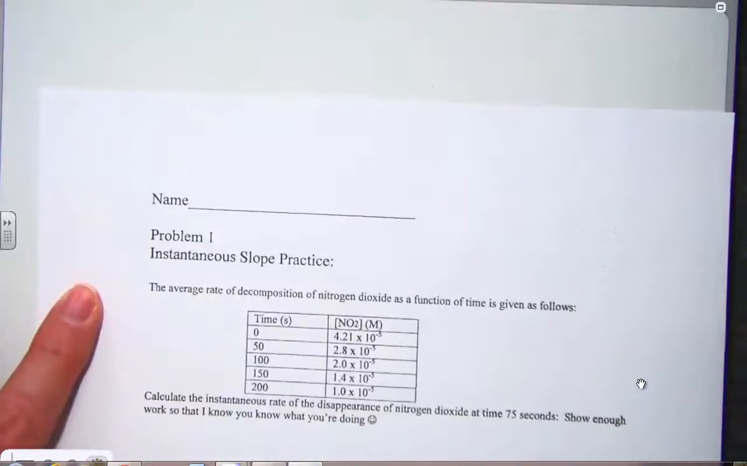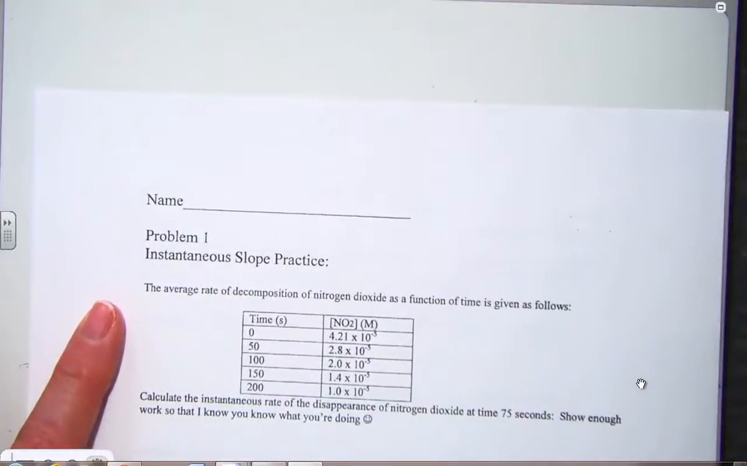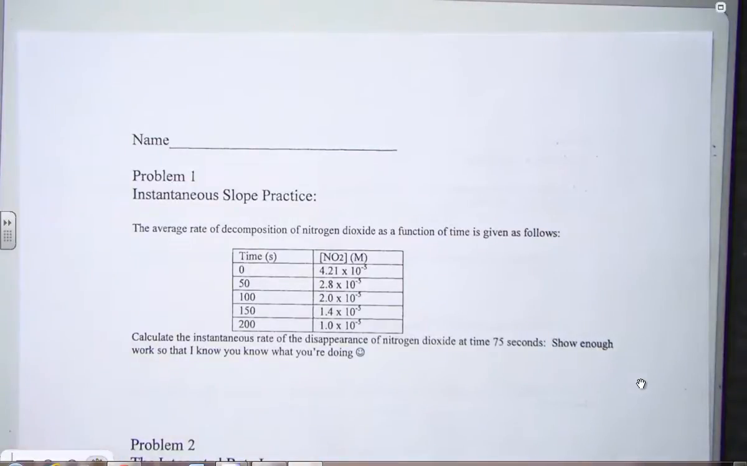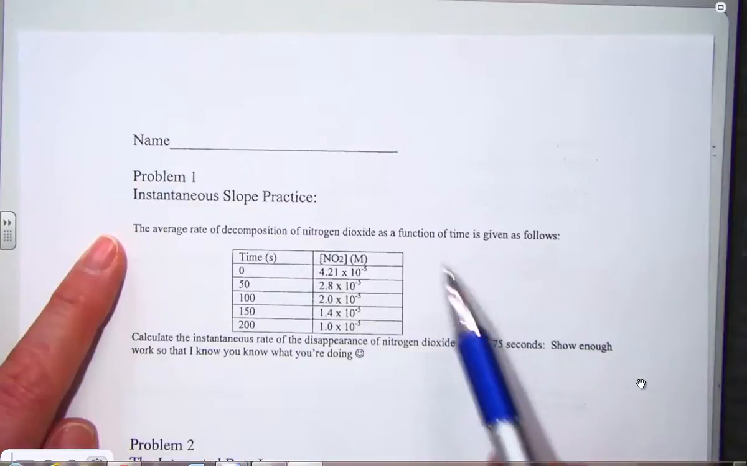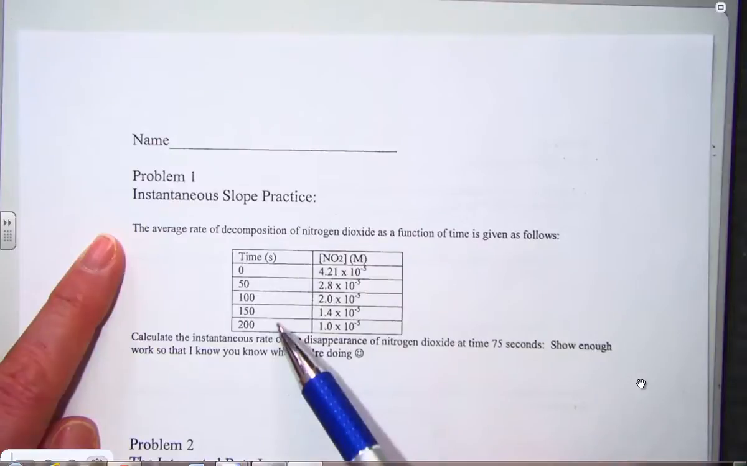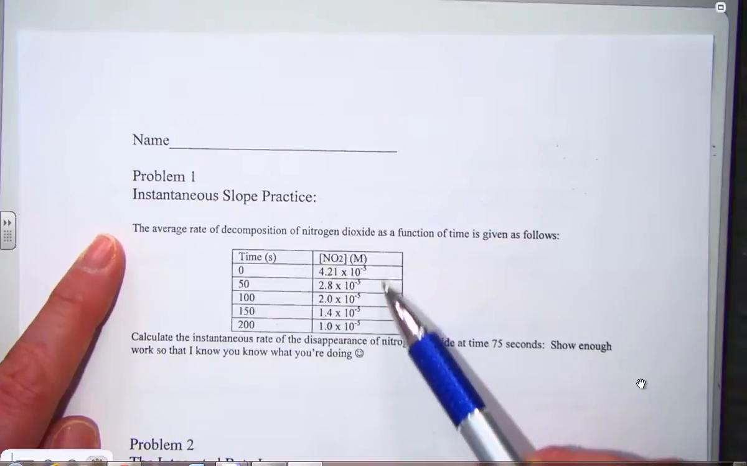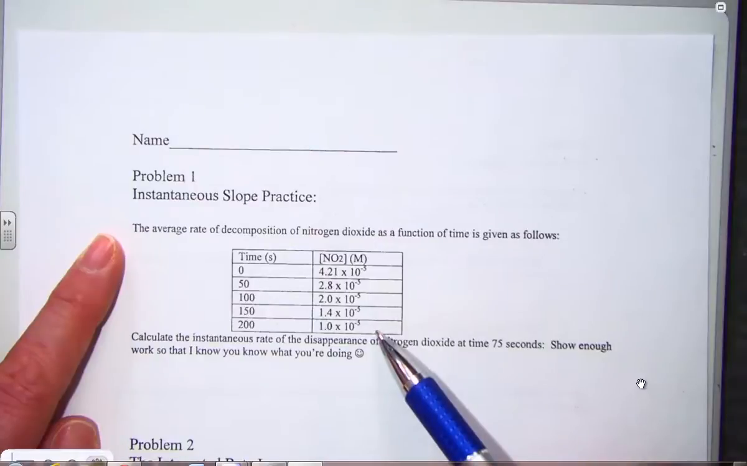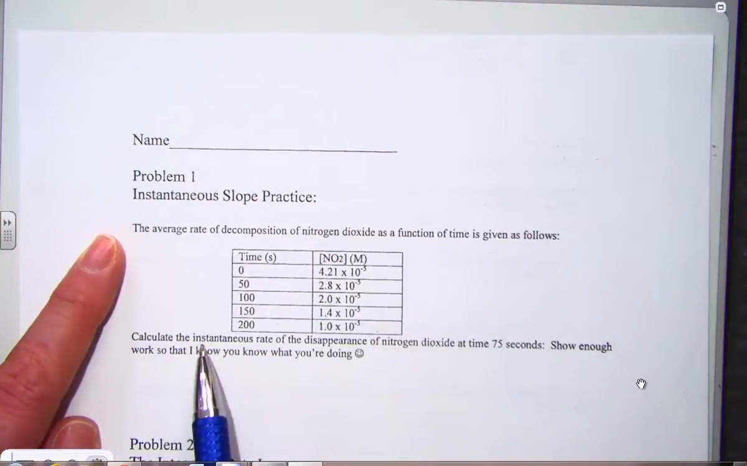In the first problem from our very first lesson, instantaneous slope, the purpose of this really is to get us familiar in going with proficiency and speed in calculating an instantaneous slope of a line using our graphing calculators. The average rate of decomposition of nitrogen dioxide was given as a function of time. Into our first data column we have time going by in seconds, and into the second data column we have our reaction, where the reactant is being consumed and its measure of molarity is decreasing. We'd like to calculate an instantaneous rate at 75 seconds.